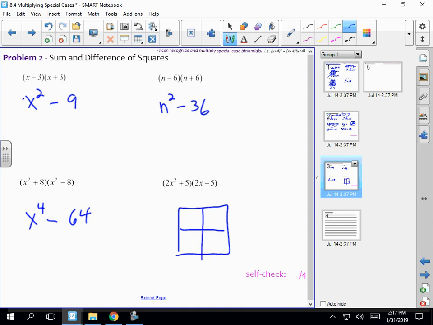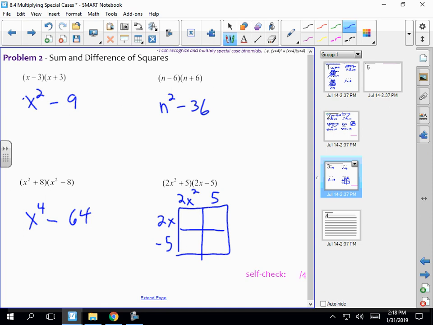Here's my assumption. This could be wrong, but I feel like those who are using FOIL probably make the transfer to the box just fine. It's the other section. So if you're using FOIL, awesome. So we have 2x squared plus 5 times 2x minus 5.